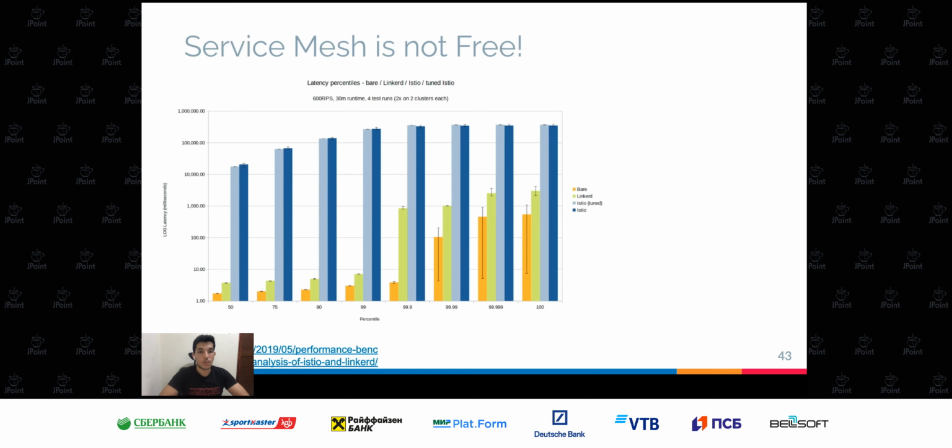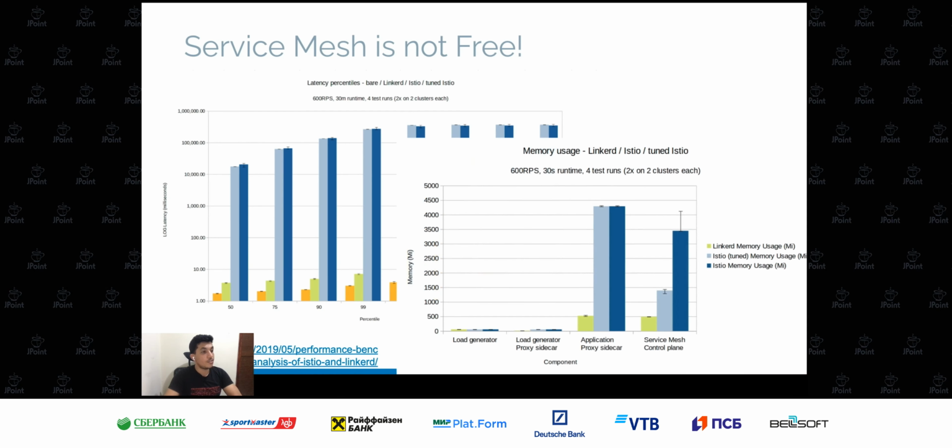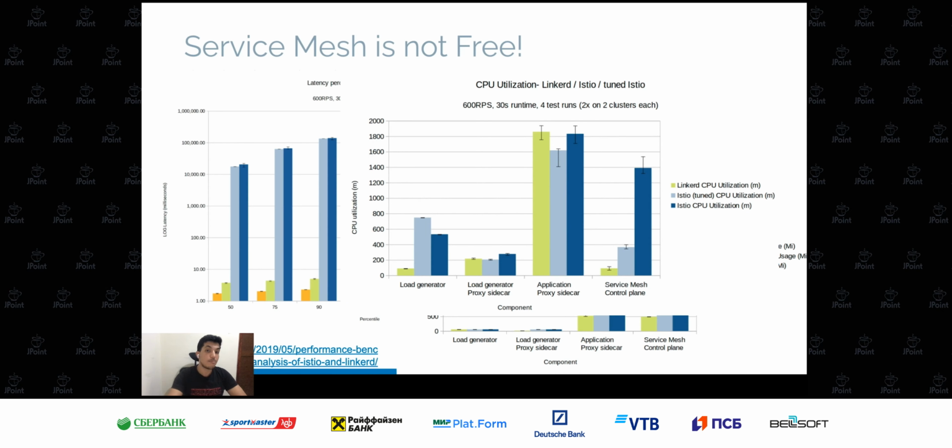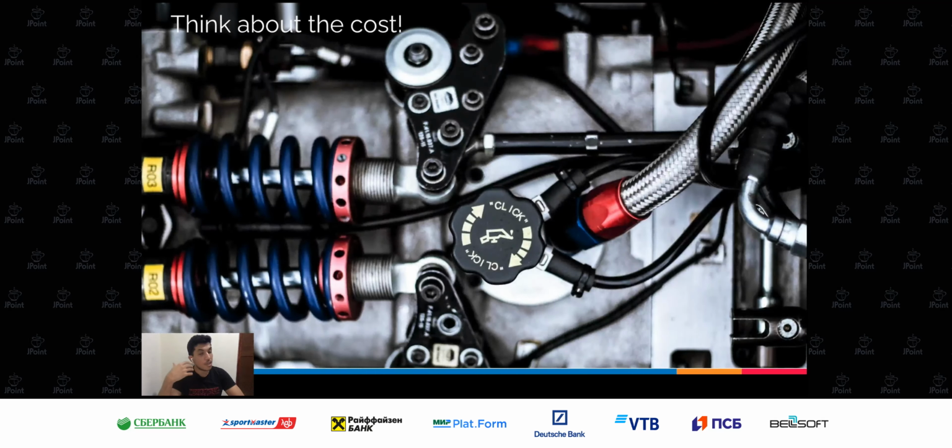And the folks at Kinvolk did an amazing job last year benchmarking a couple of microservice architectures and adding two service meshes to it, Istio and Linkerd. And they described their experience and the cost that comes with service mesh. Latency and memory usage increased while using service mesh, and even the CPU utilization. So keep in mind that service mesh is not free. There are some costs that come with it, and you need to understand and do your own benchmarking before adopting service meshes.